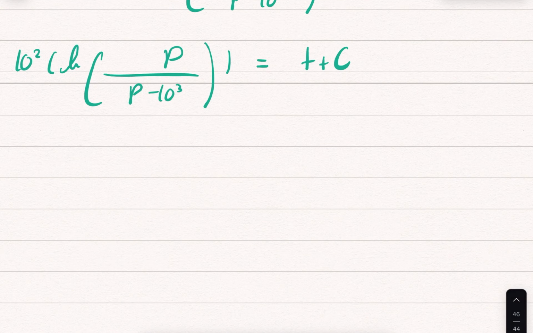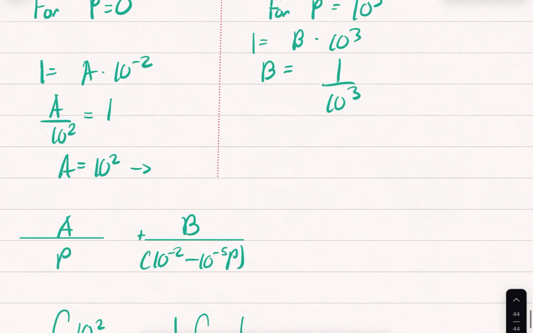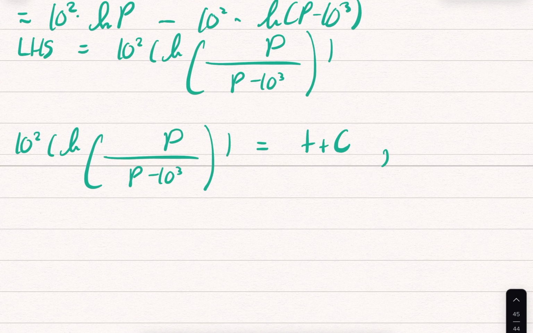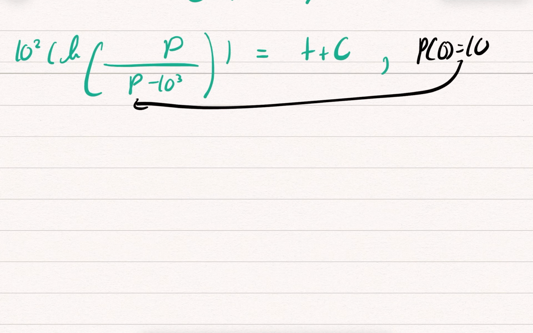So our initial condition, if we go back up, is p at 0 equals 10. So let's denote that in a different color. P at 0 equals 10. Okay? So you'll see that if I plug 10 in here as p, I'm going to have a negative ln. So I want to get rid of that, ideally.